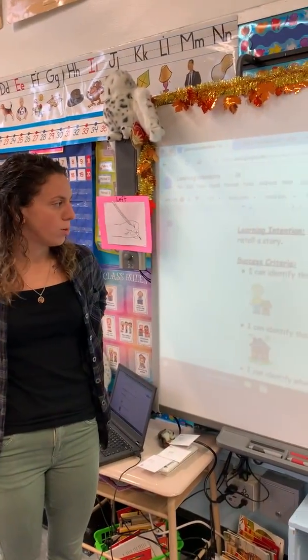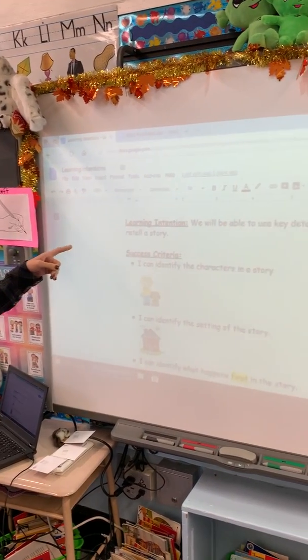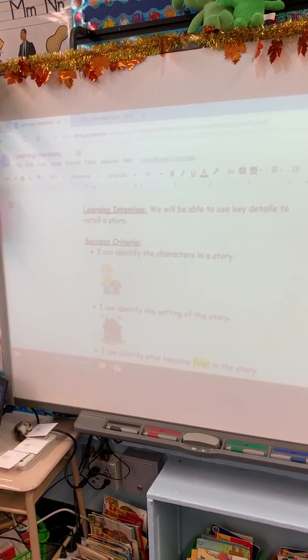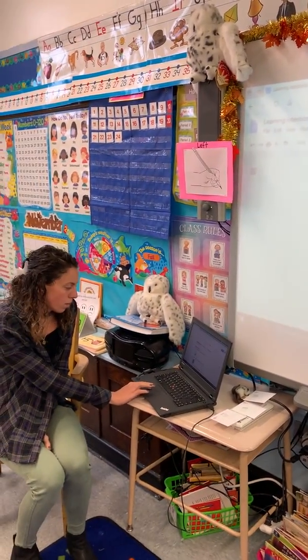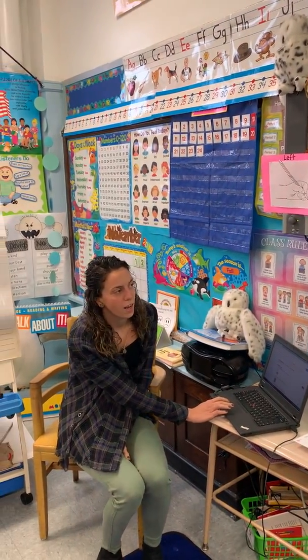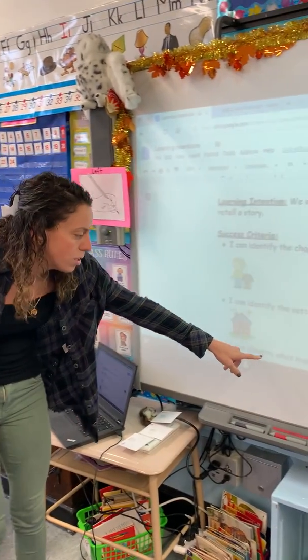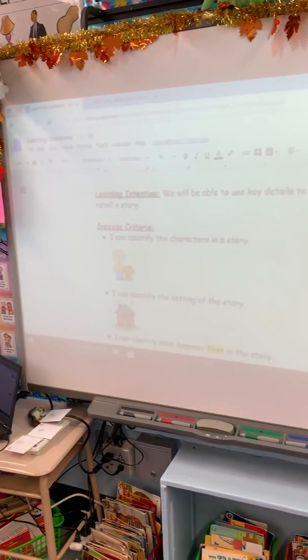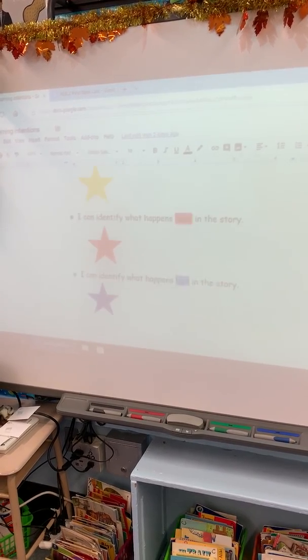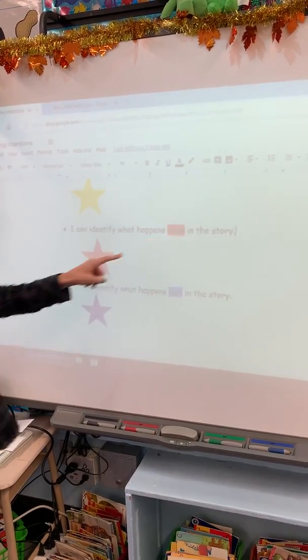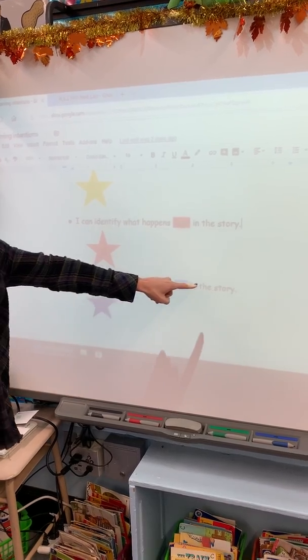Okay, so today our learning intention is we will be able to use key details to retell a story. To do that, we are going to identify the characters in a story. We are going to identify the setting of the story. We are going to identify what happens first in the story. We are going to identify what happens next in the story, and we are going to identify what happens last in the story.